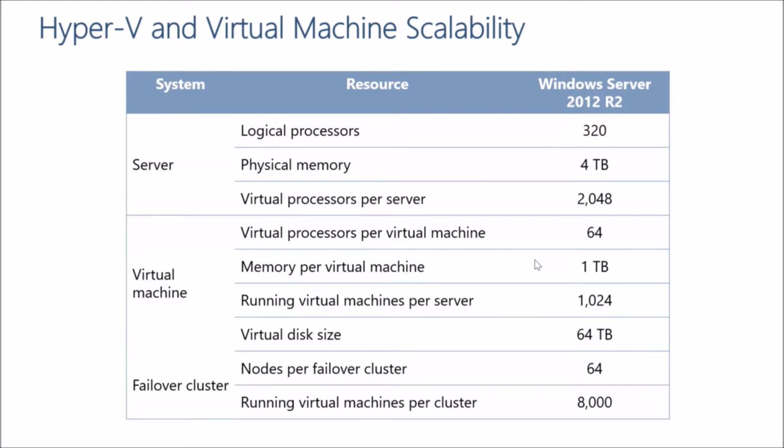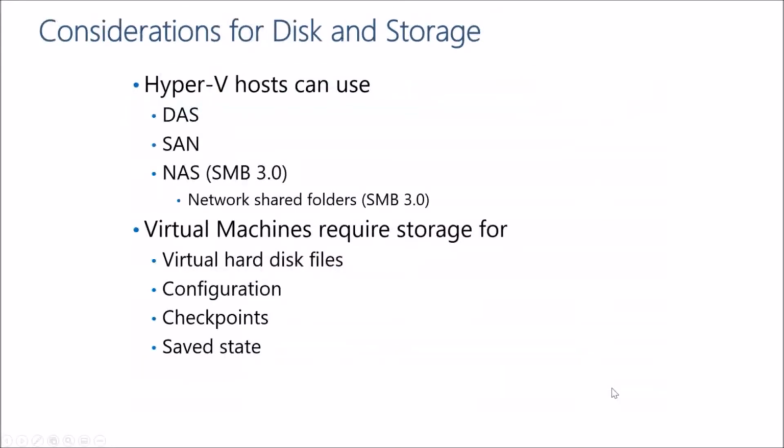Number of nodes in a failover cluster, 64, which means there could be 64 Hyper-V hosts in a failover cluster, meaning that you could have that many hosts protecting you against failovers. And you can have up to 8,000 virtual machines running in a failover cluster, which means you can actually protect 8,000 virtual machines from failover.